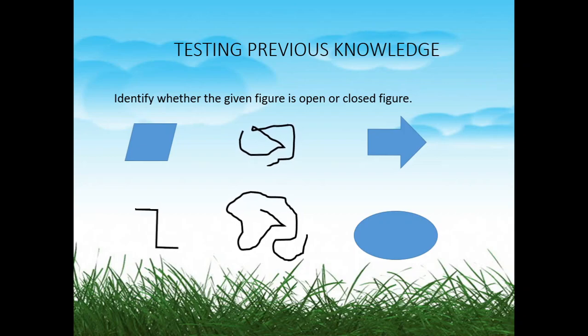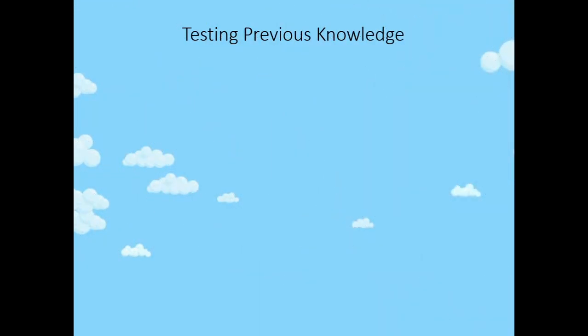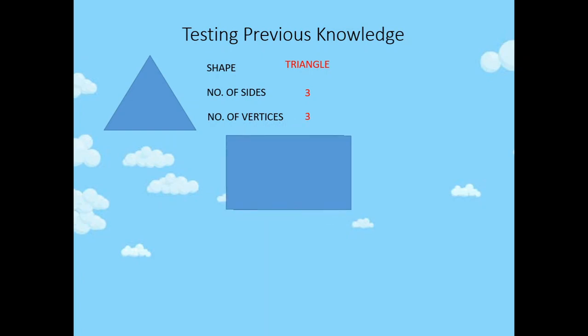Let's revise some shapes also. Let's move on to the first shape. Can you tell me what type of shape this is? Yes, it's a triangle. How many sides does it have? It has 3 sides. How many vertices or corners does it have? 3 corners. Let's move to the second figure.